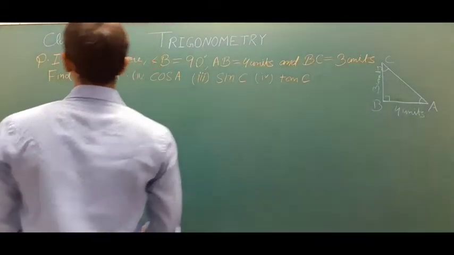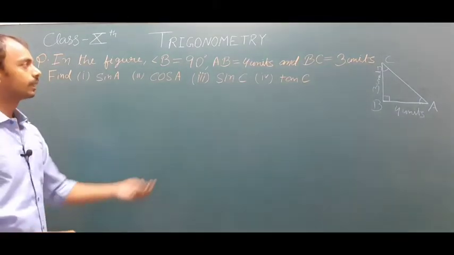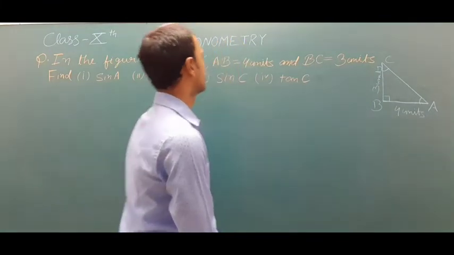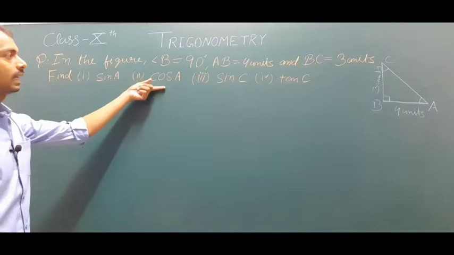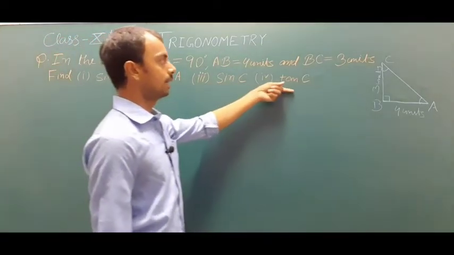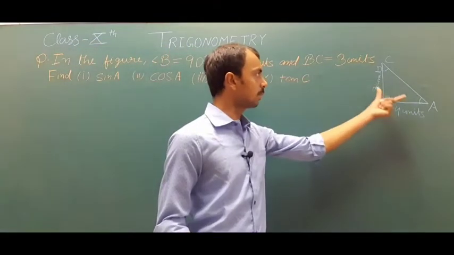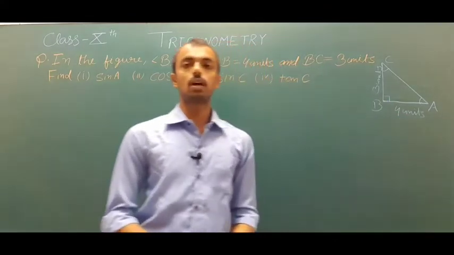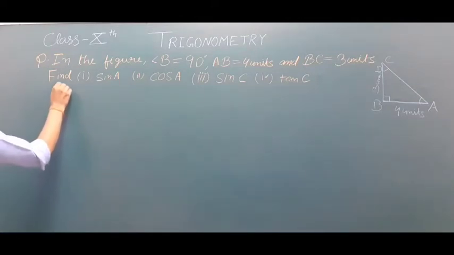So the next question is, in the figure, angle B is equal to 90 degree, AB is equal to 4 units and BC is equal to 3 units. We have to find sin of A, cos of A, sin of C and tan of C. First of all, here a measurement of two sides is given. We have to find the measurement of third side, that is hypotenuse. This is similar to the last example. So here we have to find it by Pythagoras theorem.